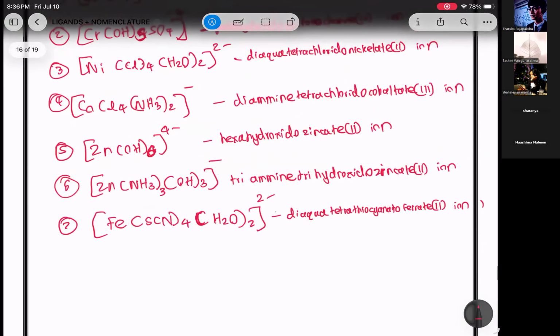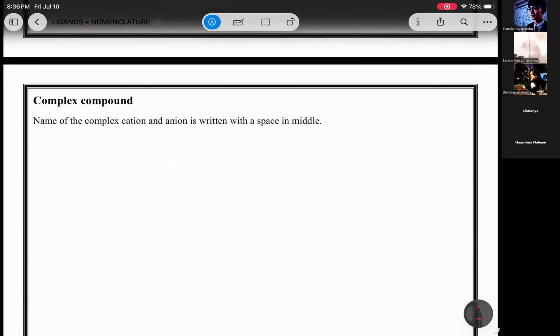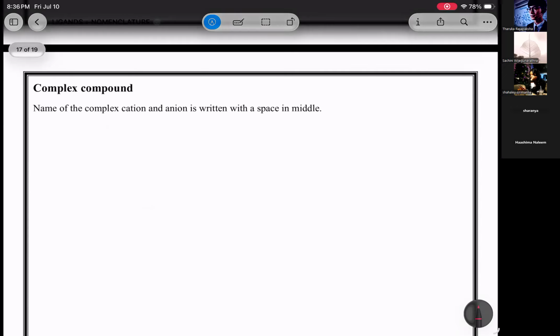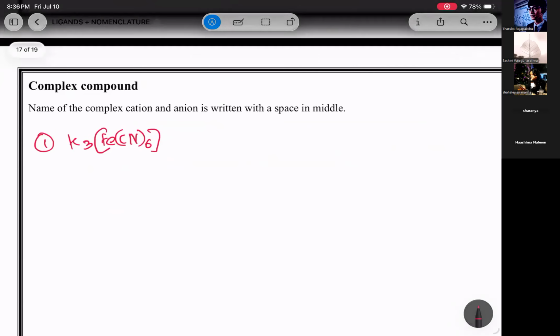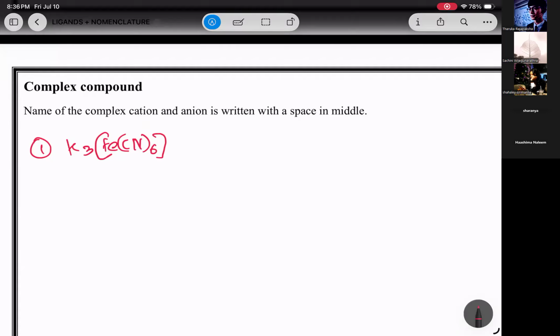Okay, complex compound. Now we're going to combine the anion and cation together. First one, K3FeCN6. So this is potassium ferrocyanide. Sorry, ferricyanide. Potassium ferricyanide. Here you're not writing it like that. You're writing in IUPAC method. First of all, you're writing potassium, right? Potassium, and you leave a space between cation and anion.